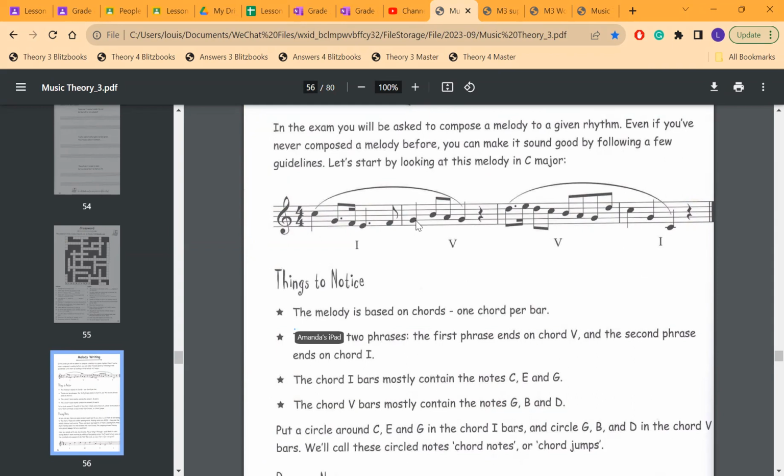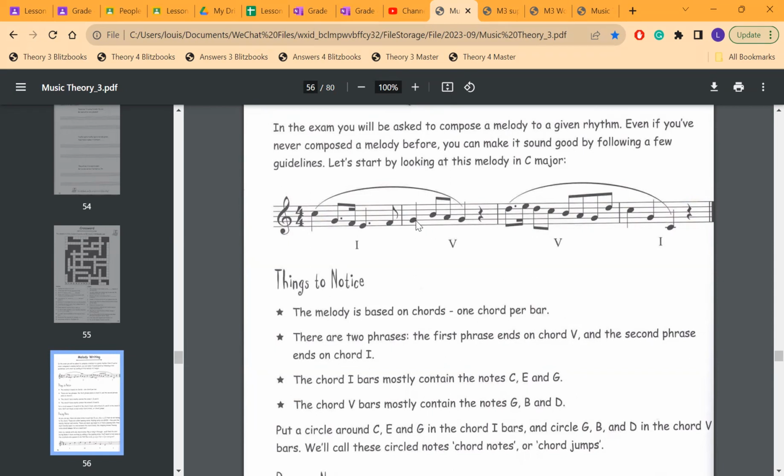Is there a specific pattern you have to go with in melody writing, or can you just put random notes? No. They give you a rhythm. Like with transposition, they already gave you the actual rhythm of the notes, and you just have to adjust the pitch. The same thing here. They already give you the rhythm, and then you just have to adjust the pitch of the notes. Can you just put random notes?